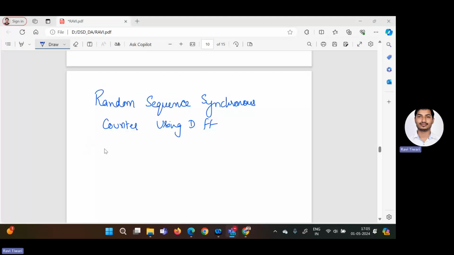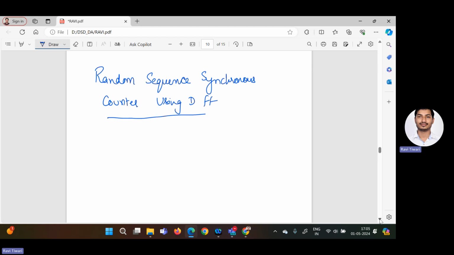Okay, so let's start a new topic: a random sequence synchronous counter using D flip-flop. A random sequence counter means a counter which can count random numbers, and a synchronous circuit means one which uses the same clock pulse for all the flip-flops. To design the random sequence, we will use D flip-flop. So next, we will take one example.